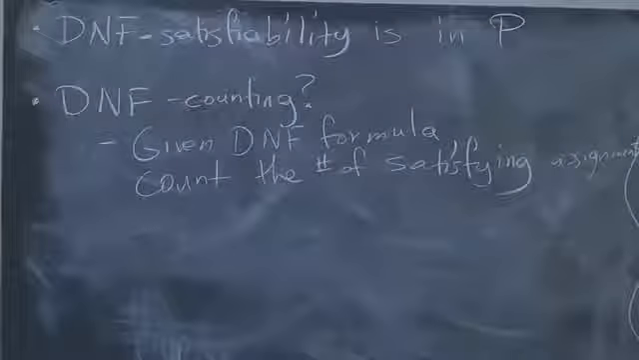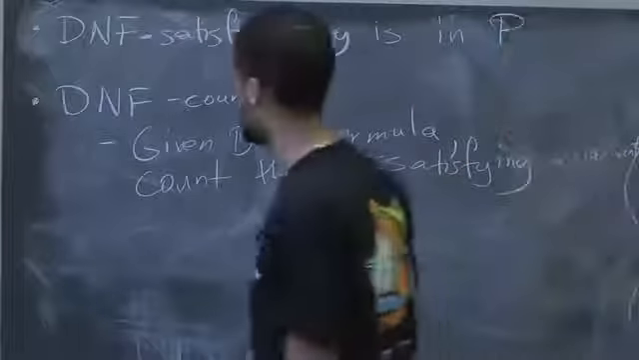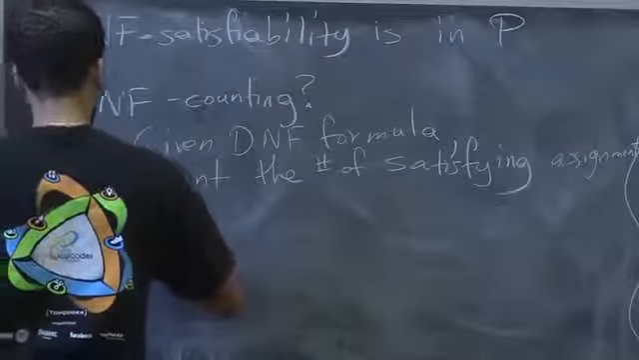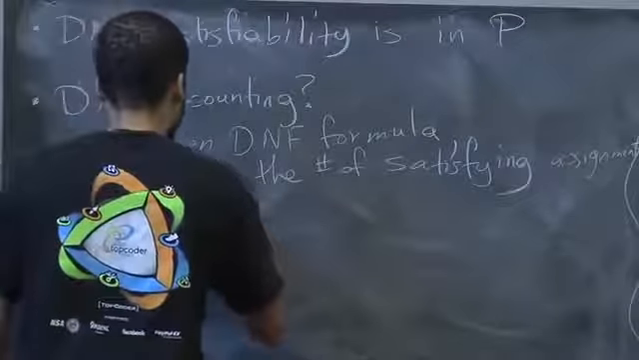Any thoughts? If you knew that all the assignments are satisfiable, you know that negation is unsatisfiable, so you have a number. Yeah, exactly. So if you could count the number of DNF solutions, you could solve SAT, right? Because this is a hard problem to do exactly.